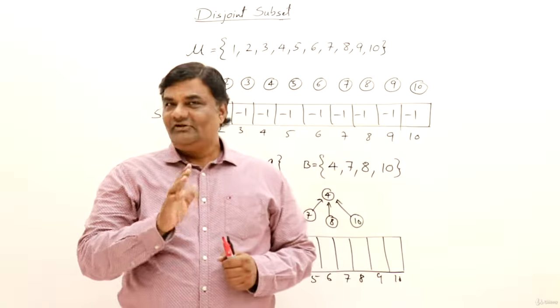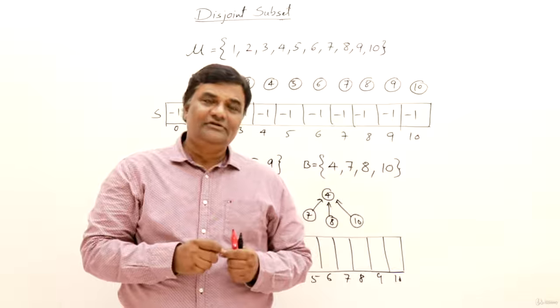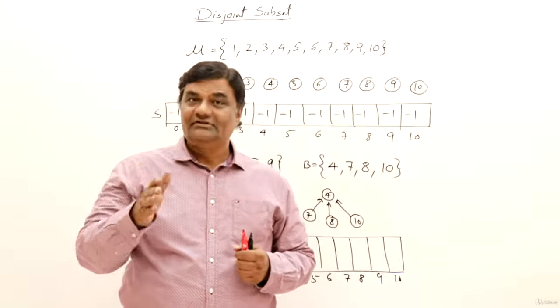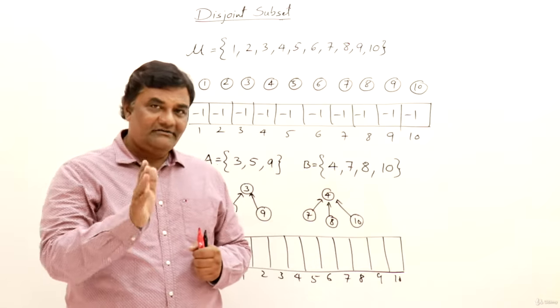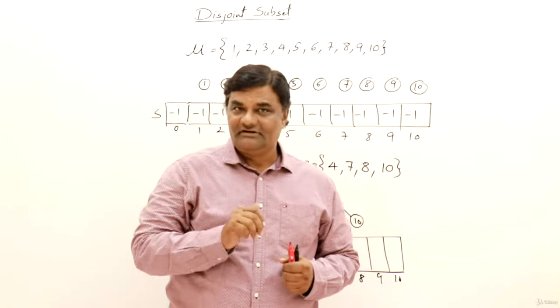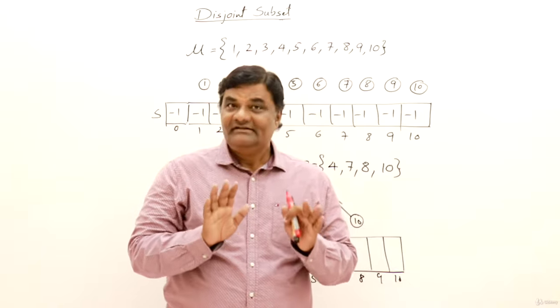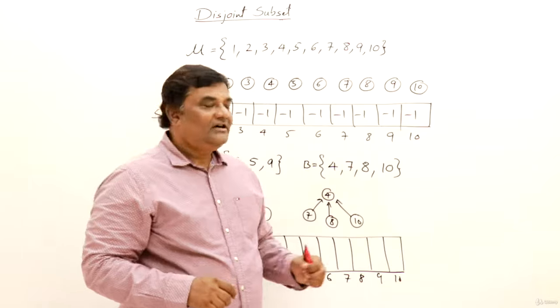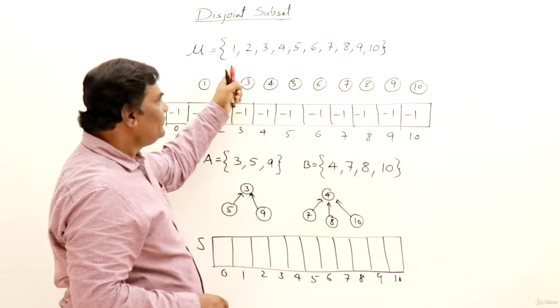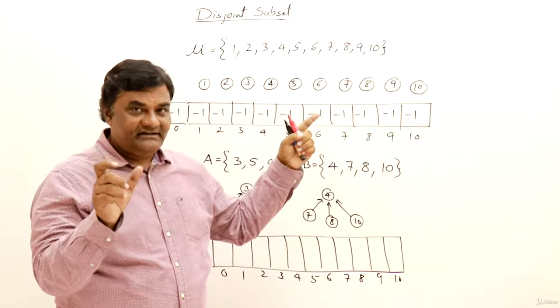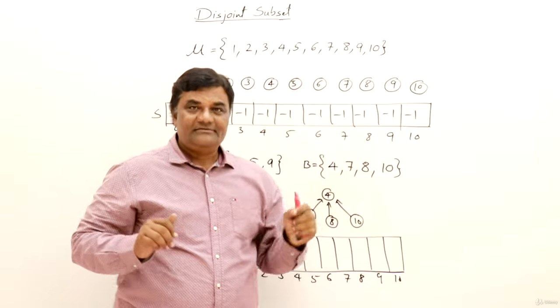The topic is disjoint subsets. This is useful for detecting cycles in the graph. So this is useful in Kruskal's algorithm. That is the reason I am covering the topic before Kruskal's algorithm. Let us understand what it means by a disjoint subset. See, if you have a universal set, that is 1, 2, 3, 4, 5, 6 to 10. I have taken an example, a universal set, a collection of 10 elements.